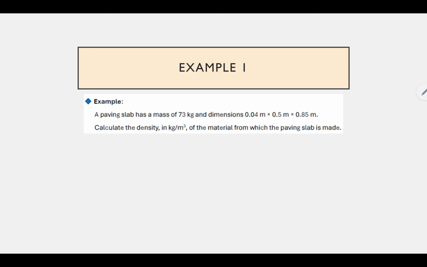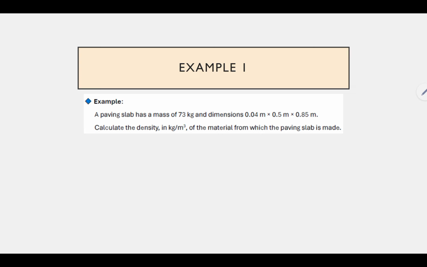Here's an example. Please pause the video to write on your own and then unpause to check your answer. A paving slab has a mass of 73 kilograms and dimensions of 0.04 meter by 0.5 meters by 0.85 meters. Calculate the density in kilogram per meter cube of the material from which the paving slab is made. First step I need to do before writing any equation is make sure that my units are correct and matching. So density in kilogram per meter cube. I need to make sure that my mass is in kilogram and that my volume are all in meters to get meter cube.